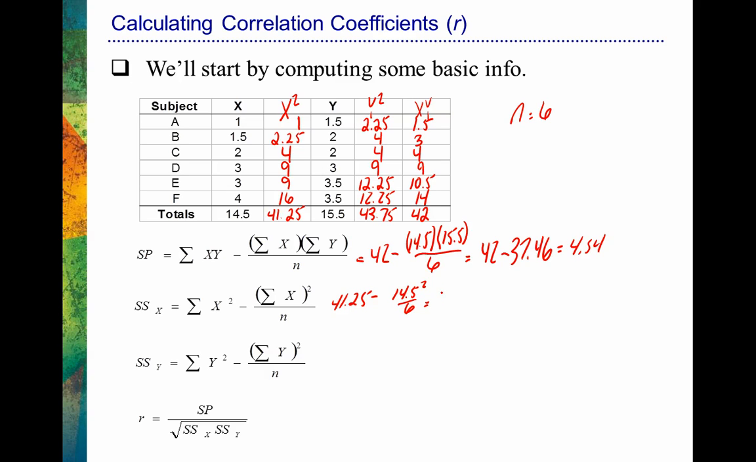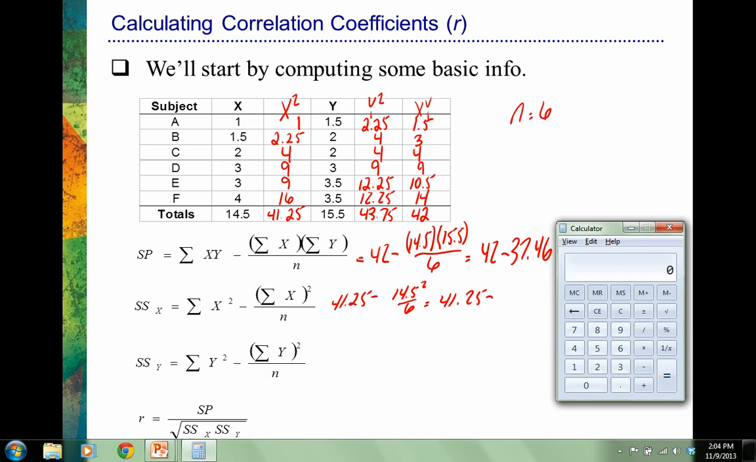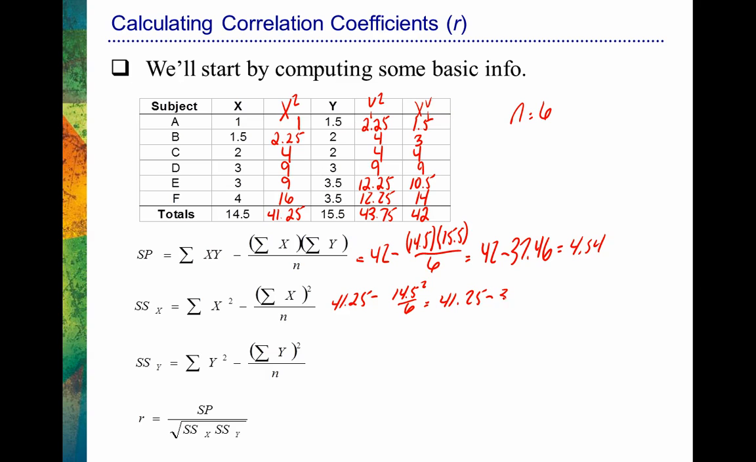41.25 minus, let's figure out this fraction. We're going to take 14.5 and square it. So I'm going to multiply by 14.5. That equals 210.25. Let's go ahead and divide by 6. Divided by 6 equals 35.04. So we'll now subtract 35.04. Let's figure out what that is.